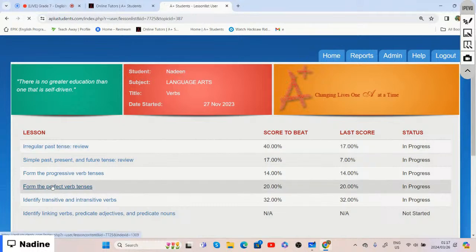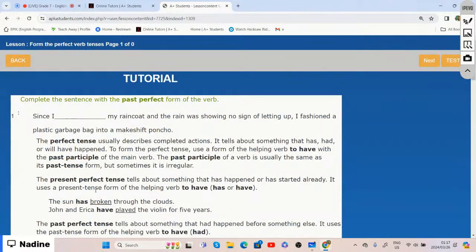So we're going to the lesson to form perfect verb tenses, right? And remember we said when it comes to perfect verb tenses, it has to do with either present tense, past tense, or future tense. In this case, it is to do with present perfect tense, which tells us about something that has happened or has started happening already. And we use the helping verb has or have in front of our main verb.